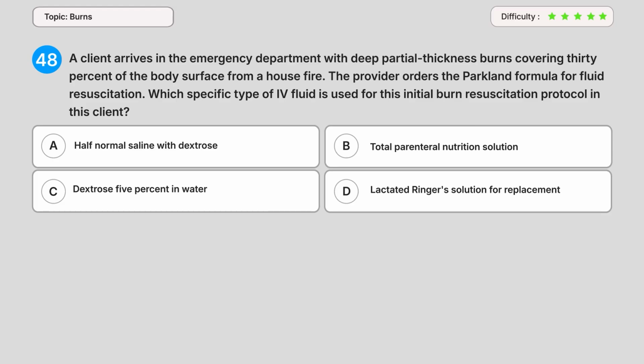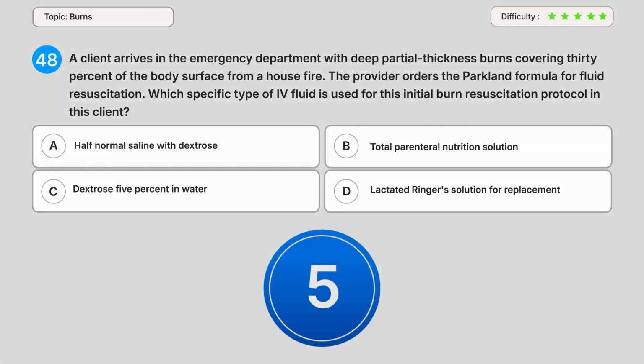A. Half normal saline with dextrose. B. Total parenteral nutrition solution. C. Dextrose 5% in water. D. Lactated Ringer's solution for replacement. What do you think is the answer?